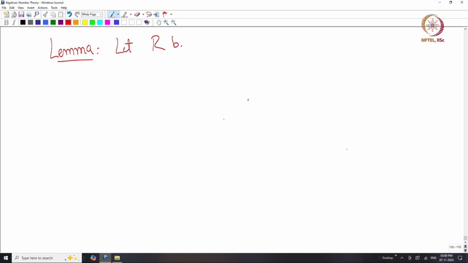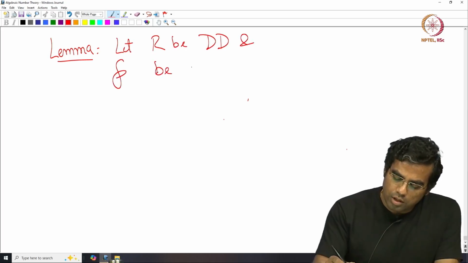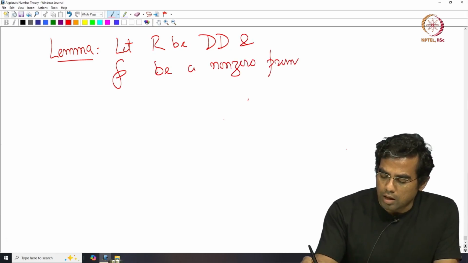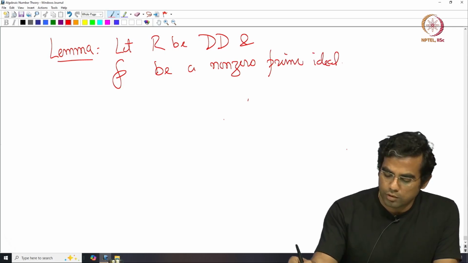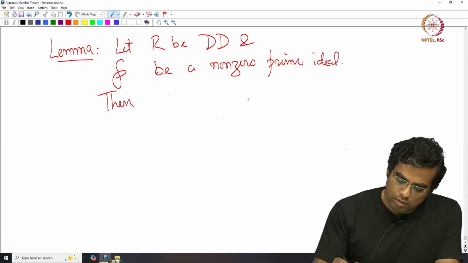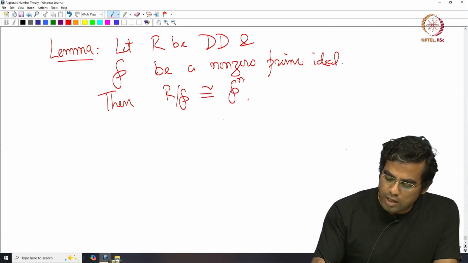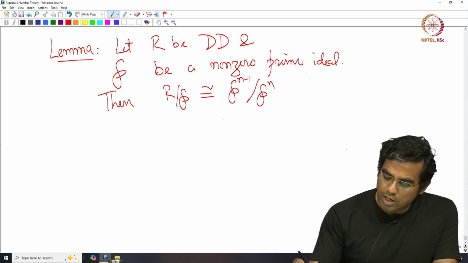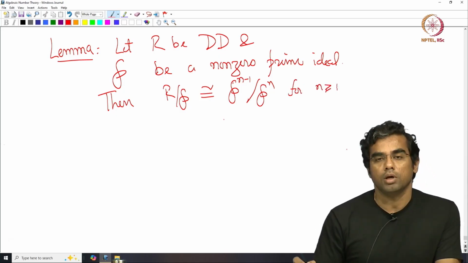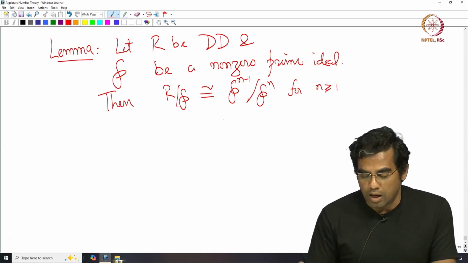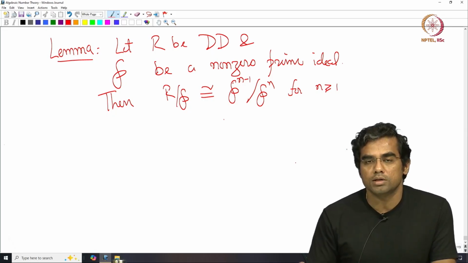So, let R be a Dedekind domain and P be a non-zero prime ideal in R. Then R mod P is isomorphic to P^(n-1) mod P^n for n bigger than or equal to 1. And our convention of course is that P^0 is R. So, in case of n equal to 1 there is nothing to prove.